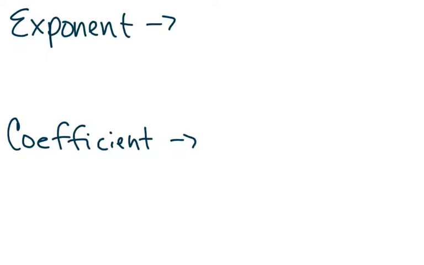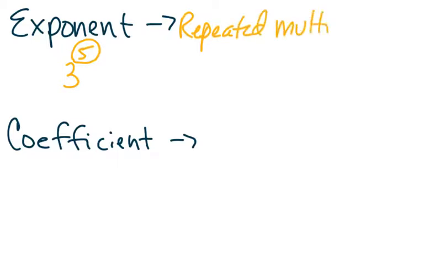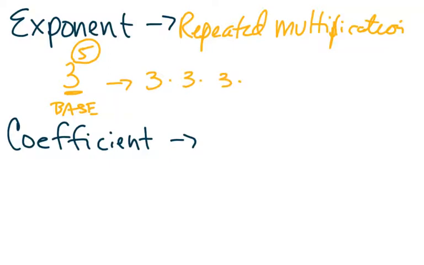So let's say you've got 3 to the 5th, right? This 5 is the exponent, and the meaning of that 5 is repeated multiplication, which means that the 3, the base, is being multiplied the exponent's amount of times. So 3 times 3 times 3 times 3 times 3. So the base shows up 5 times. That's how that works.